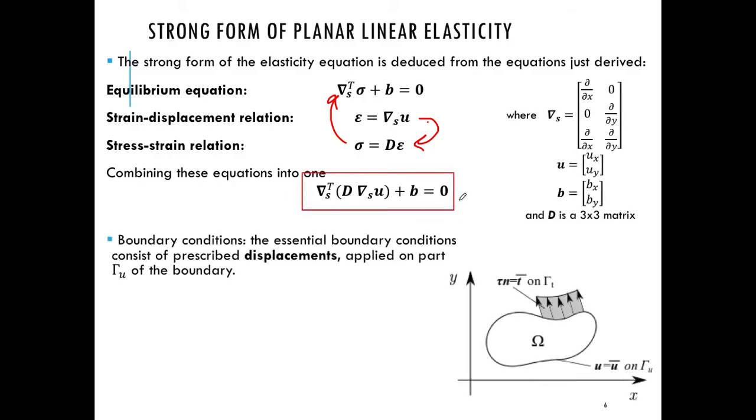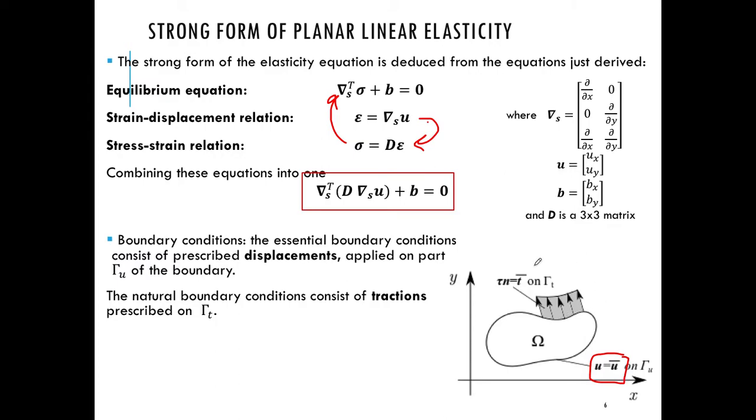So that would be if we are looking at our body, our domain in the XY coordinate system like so, we can have either our essential boundary conditions, which would be the displacement boundary conditions. So they will be applied on some parts of our boundary, whereas our natural boundary conditions will be our tractions for this particular case. Okay, very important.